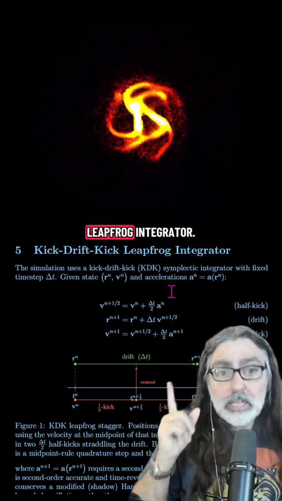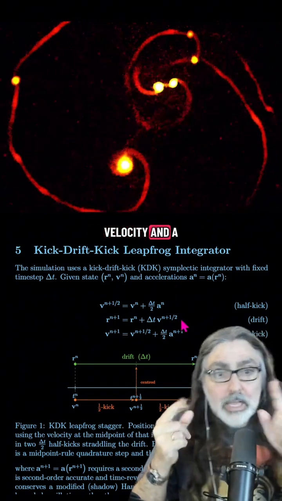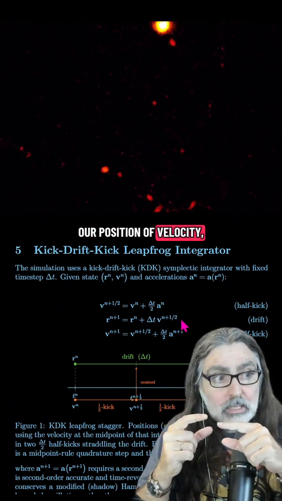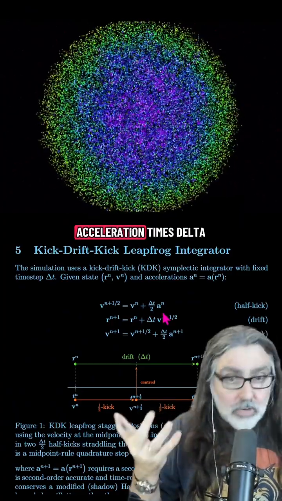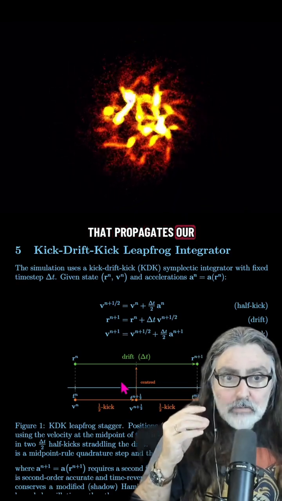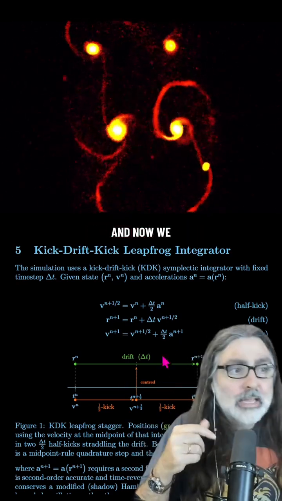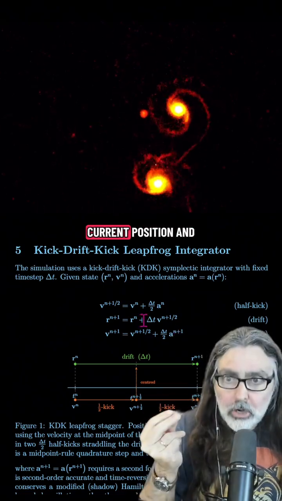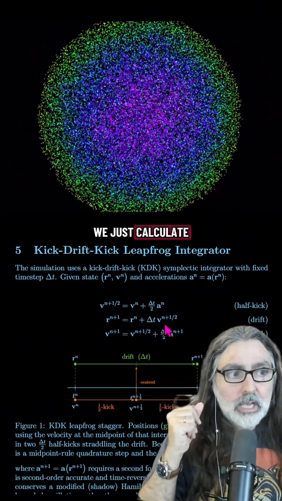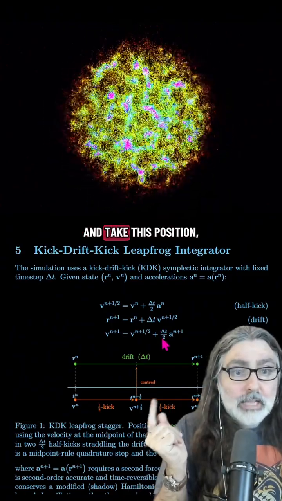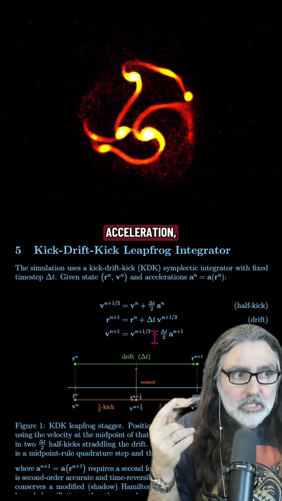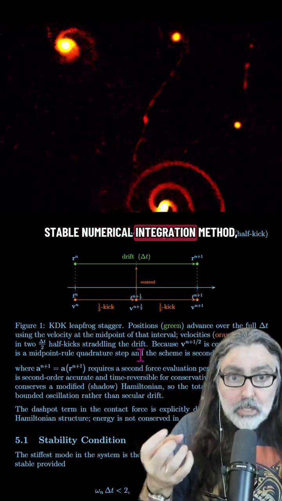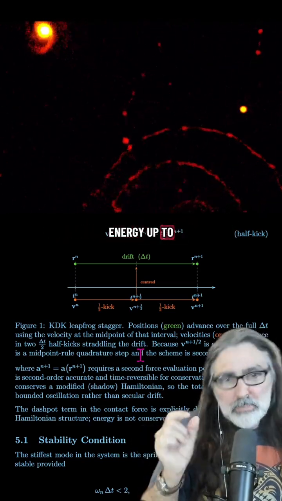Well, we use a kick-drift leapfrog integrator. It takes your current velocity and the delta t and splits that delta t in half. We calculate an acceleration given our position and velocity. We take our current velocity and we add to it the acceleration times delta t over 2. That propagates our velocity to a half step of delta t. And now we take that velocity to propagate the position a full step of delta t. We take our current position and add to it that velocity we just calculated times delta t. We go back and take this position, calculate a new acceleration from which we propagate our velocity the other half delta t. This is a fairly stable numerical integration method, and it conserves energy up to delta t squared.